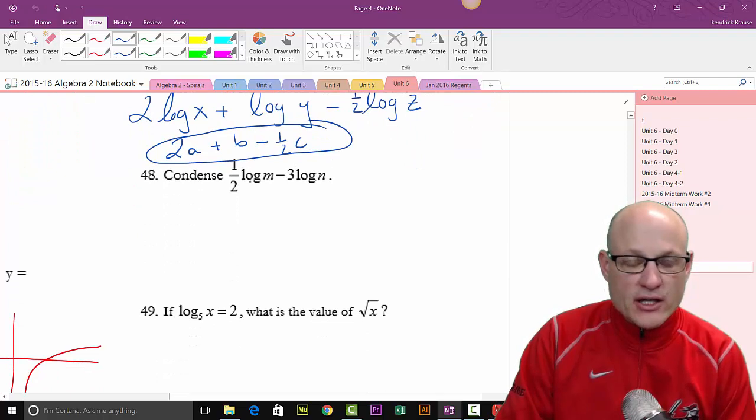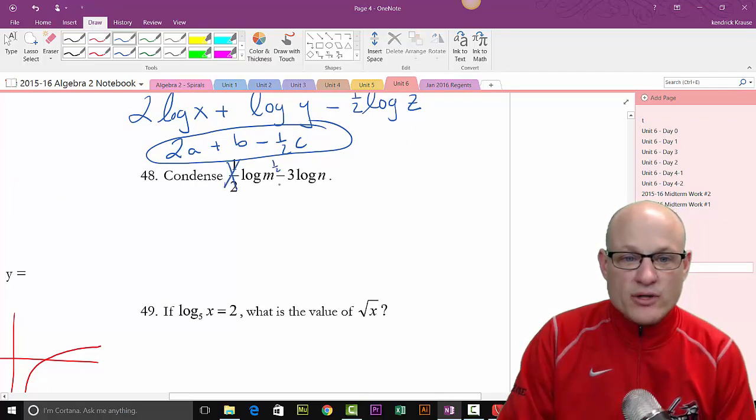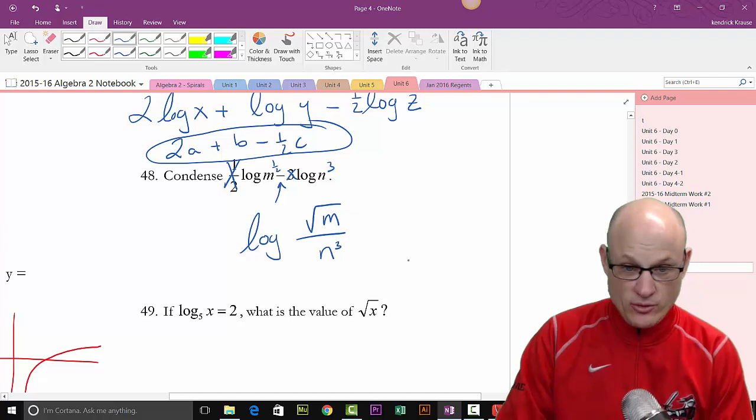Condense this. So the first thing I'm going to do is return the 1/2. So that's the square root. And then this turns it, and I return the 3. And so this turns into division. So what I end up with is the log of the square root of m over n cubed.